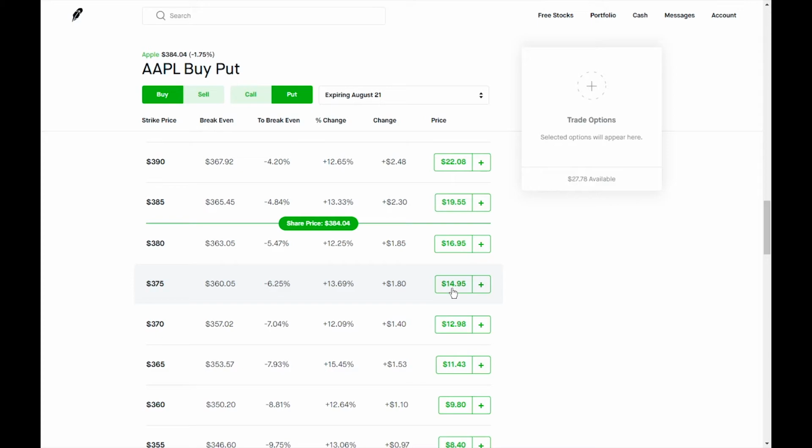So say this one went from $14.95 and now the stock price dropped to $370. This $14.95 might be worth $19, and because you bought it for $14.95, you could sell it for $19.55 and profit that $500 difference. So say, for example, if you bought this 370 strike at $12.98 and it's expiring August 21st, which is about a month out, if the stock price doesn't drop below this or get closer, if it goes up or stays the same, this premium is going to become less and less. So it's going to get smaller and smaller as it gets closer to the expiration date.